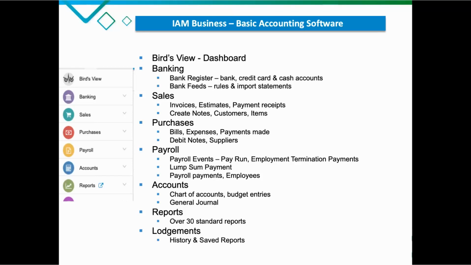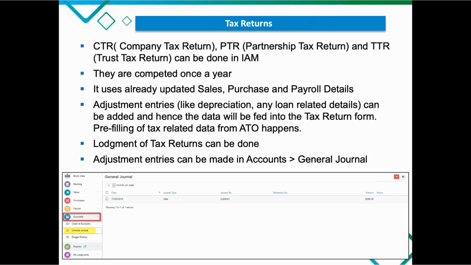It's got sales, it's got purchases, it's got the payroll, as I mentioned, it's got a chart of accounts, it's got general journals available for tax agents to do whatever they need to do if they are doing their tax returns through it. It also does a company tax return, a partnership tax return and a trust tax return for tax agents to be able to do that.